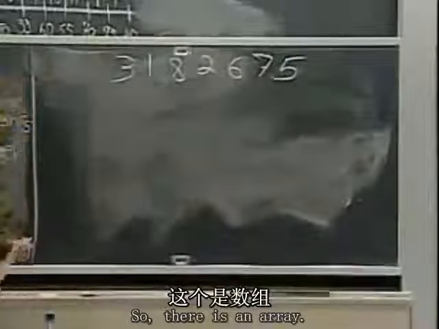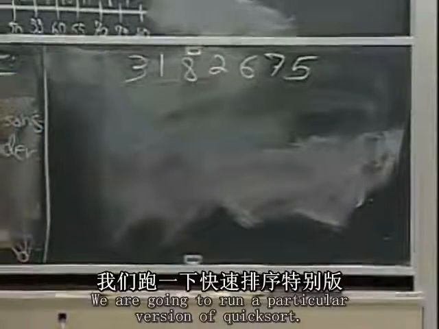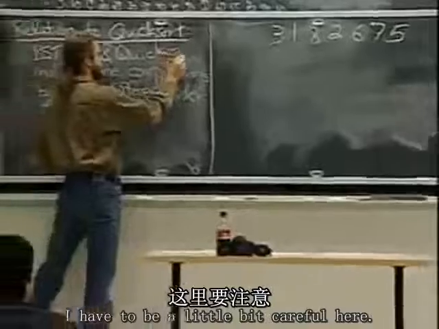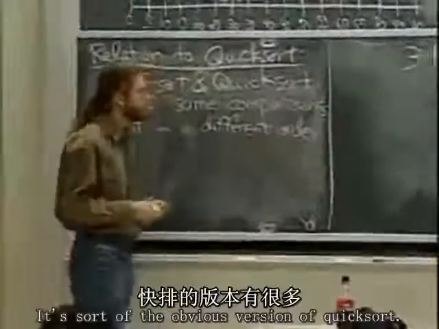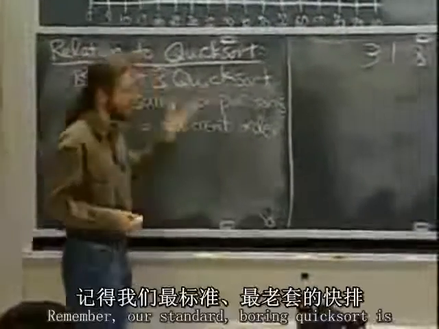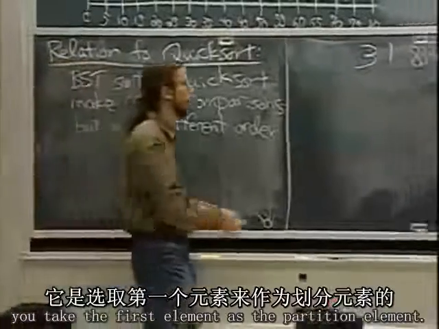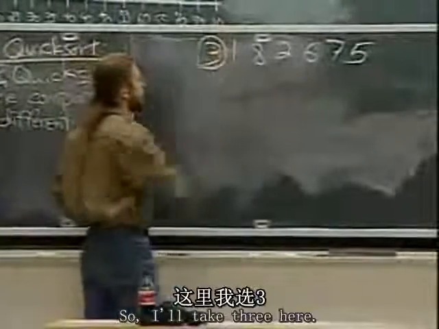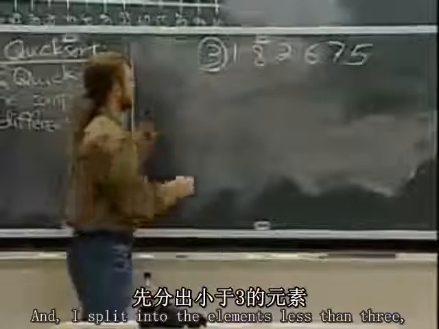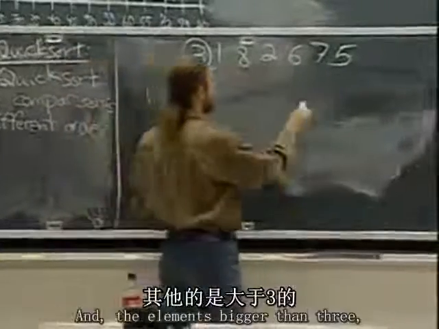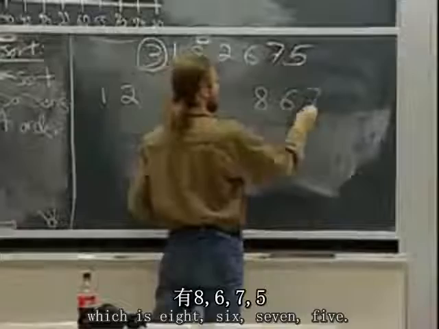So there's an array. We're going to run a particular version of quicksort. I have to be a little bit careful here. Sort of the obvious version of quicksort. Remember, our standard boring quicksort is you take the first element as the partition element. So I'll take 3 here. And I split into the elements less than 3, which is 1 and 2, and the elements bigger than 3, which is 8, 6, 7, 5.